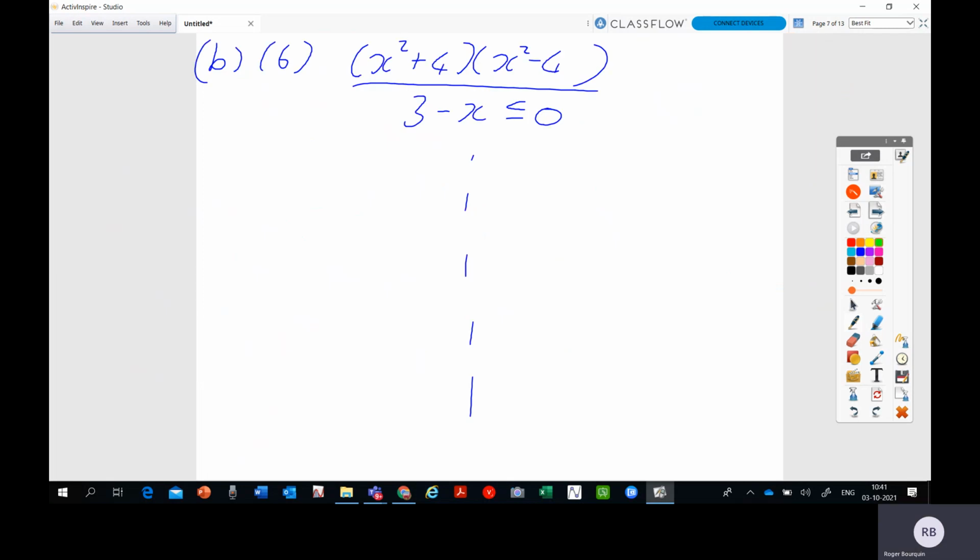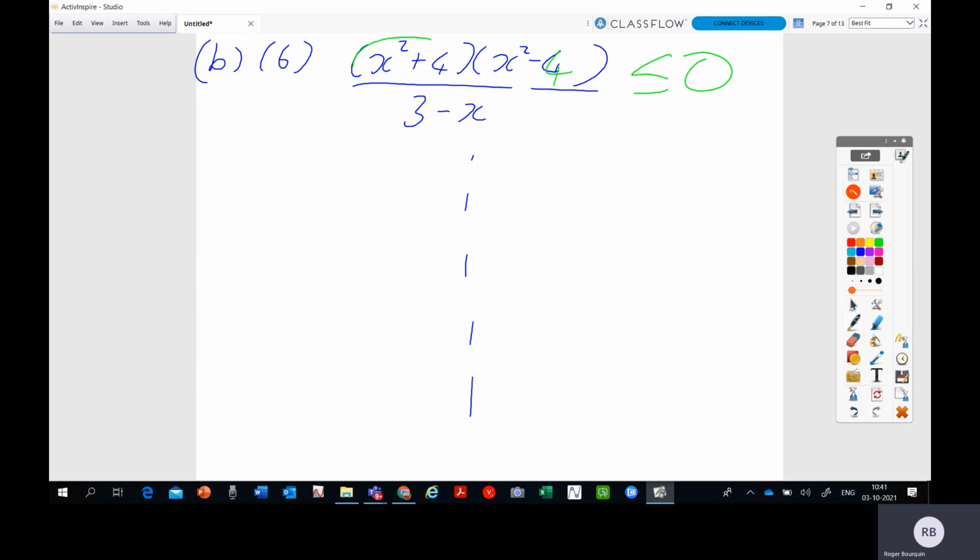The next one is B, question 6. I want to know where this over here is less than or equal to 0: (x squared plus 4) over (x squared minus 4), over (3 minus x). Where is that going to be less than or equal to 0? That's a 4 over there.